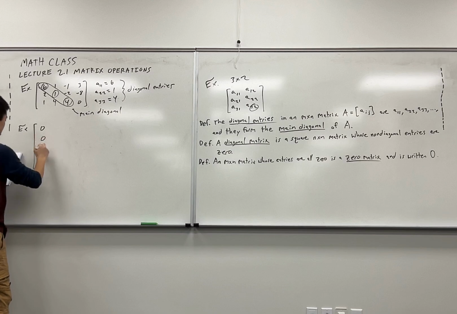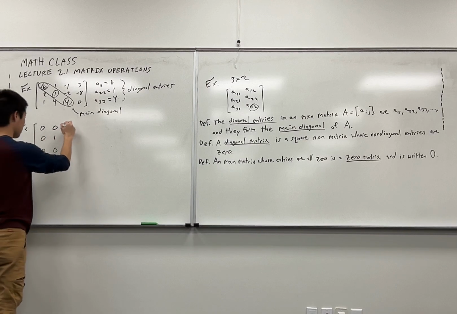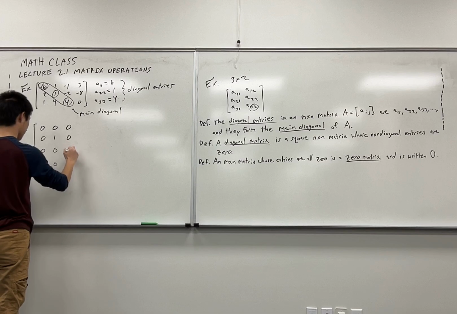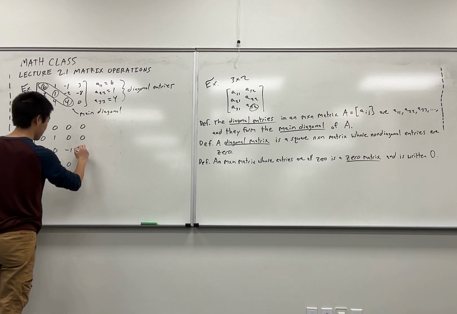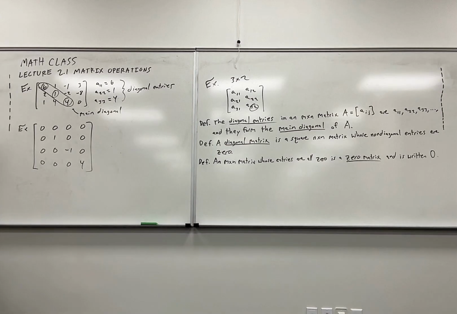Let's do 0, 0, 0, 0, 0, 1, 0, 0, 0, 0, minus 1, 0, 0, 0, 0, 4. Okay. First question, is this matrix square? Yes. Why is it square? It's 4 by 4. Okay, so the number of columns is the same as the number of rows. Okay, so the next question, let's see.